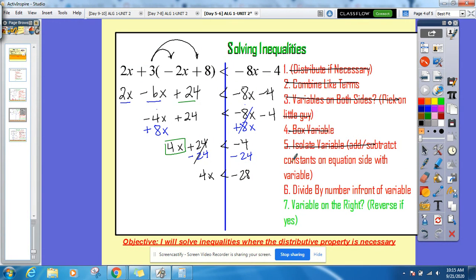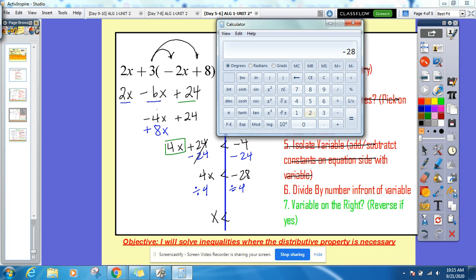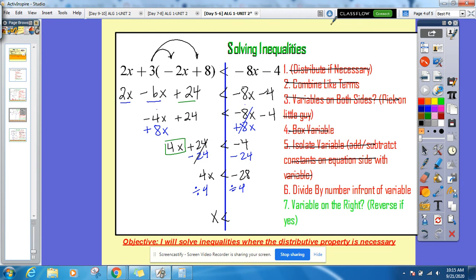So we've isolated our variable. The last step would be to divide by the constant in front of the variable. So we divide by 4. We have x is less than negative 28 divided by 4, negative 7. Okay, so we check, is our variable on the right? Nope, it's on the left, so we're good, we're done. As long as it's on the left-hand side, we're done.